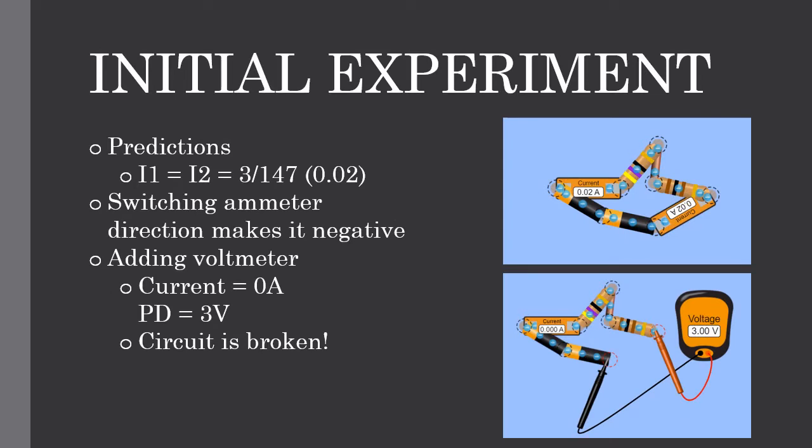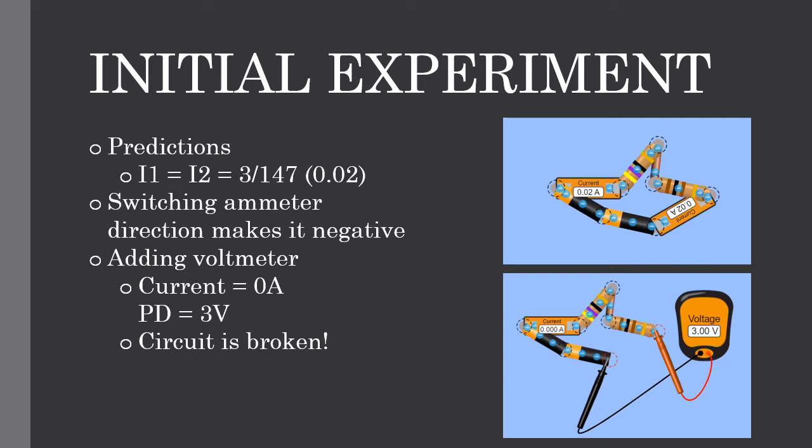The initial experiment of this lab was to take a look at putting two batteries next to each other with 2 ammeters and 2 resistors. And so I created this beautiful little half star shape, as you see on the top. What I predicted was that the current in the top ammeter and the bottom ammeter would be the same. And what do you know? That's exactly what happened. Also, I predicted that switching the ammeter direction would make it negative, and what do you know? That's exactly what happened.